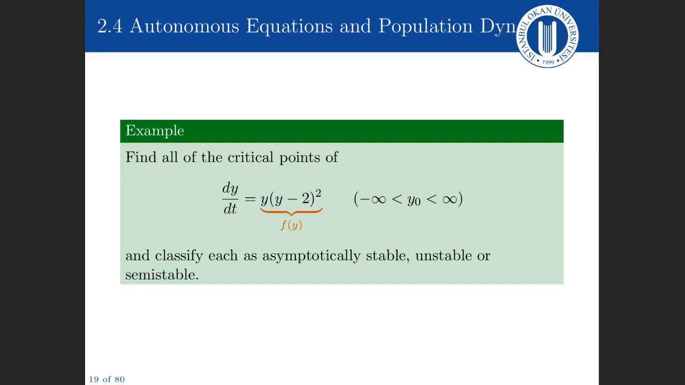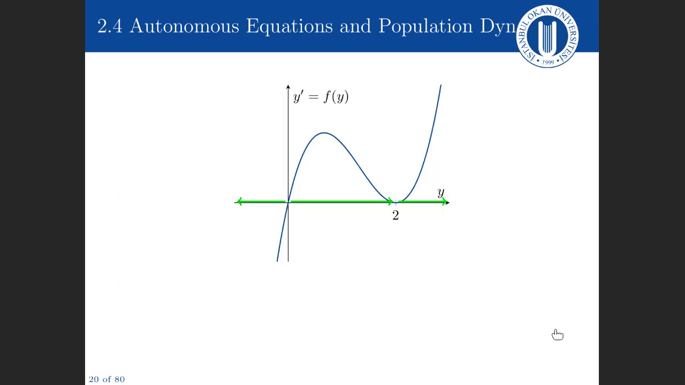Now find all the critical points, or all the equilibrium solutions, of this differential equation, where again I'm letting y be any number between minus infinity and infinity, and classify each as asymptotically stable, unstable, or semi-stable. We draw the graph of f(y) against y, and we draw the green arrows. The graph is negative, so an arrow to the left. The graph is positive, so an arrow to the right. And the graph is positive again, so an arrow to the right.